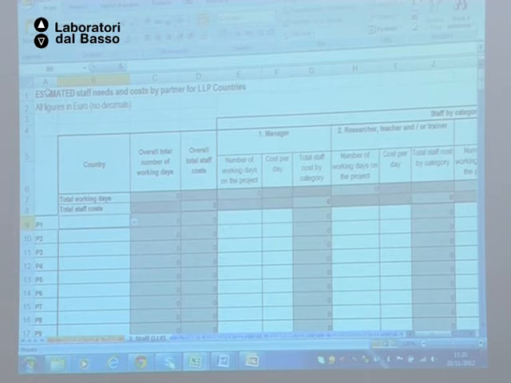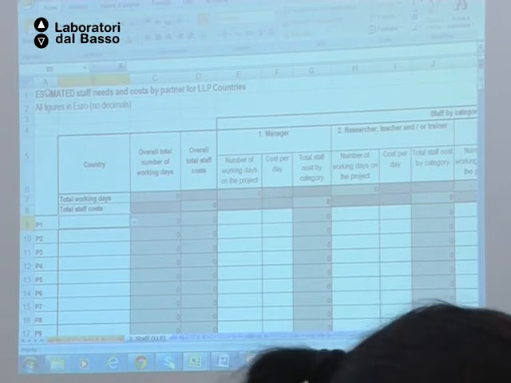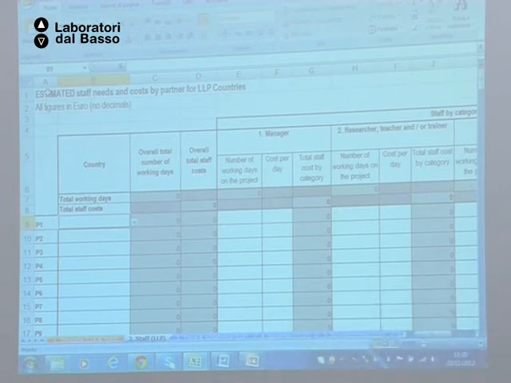These are the estimated staff needs and costs by partner for LLP countries. So you have a lot of help. On the tab you have at all times what is to be done there, so as not to mistake it with other things. Here, all figures are in euros and no decimals. See? They are very friendly. So you have the country, you have the overall total. This is quite intuitive, right? You understand that you will not be able to touch it because it's gray.